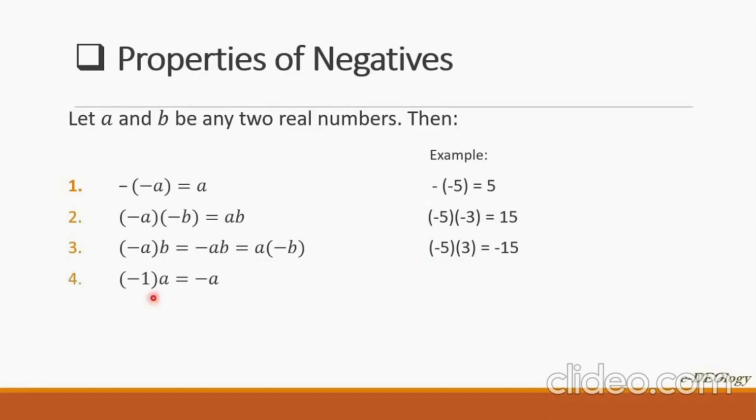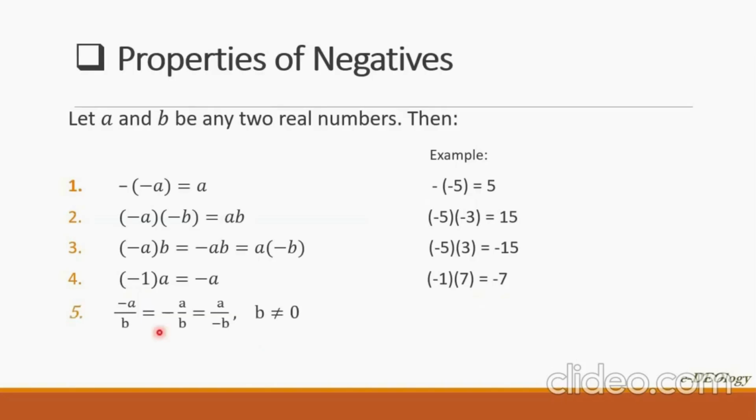The fourth one is negative 1 multiplied by A equals negative A. So in this case, we can remove the number 1 here, and it is understood that the coefficient of this A is 1 or negative 1. One example here, negative 1 multiplied by 7 equals negative 7.